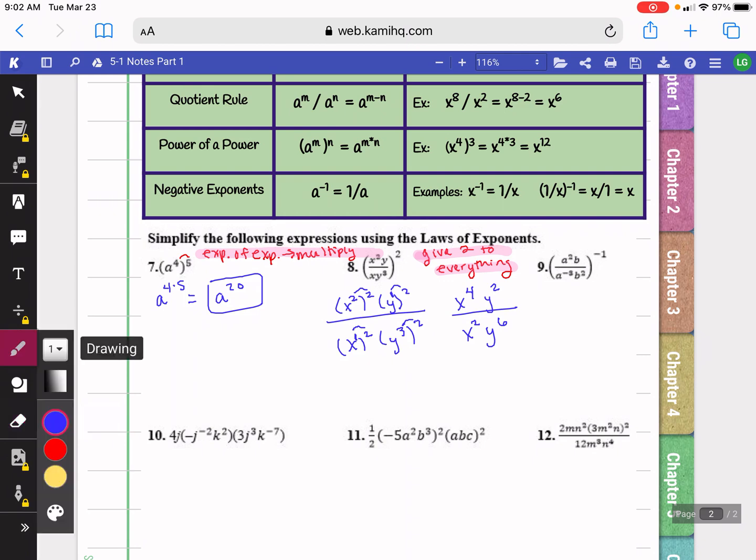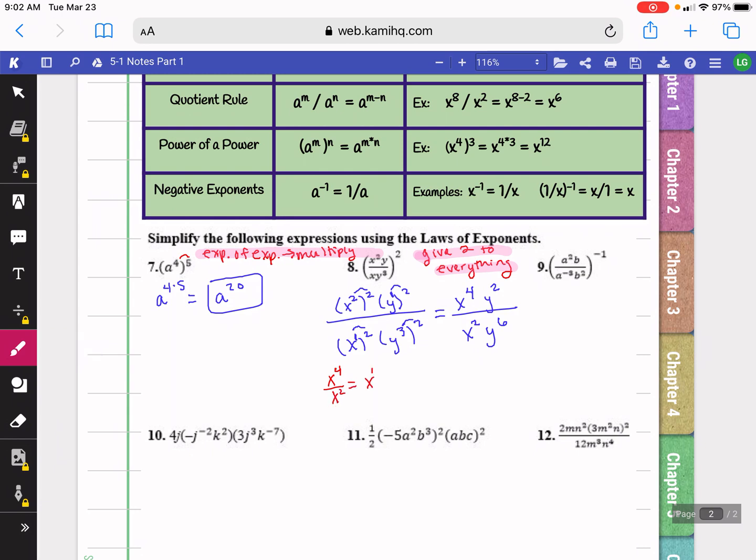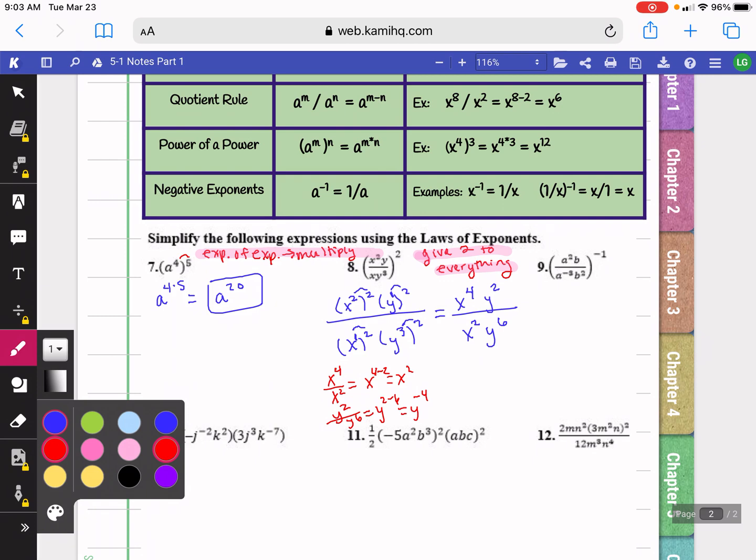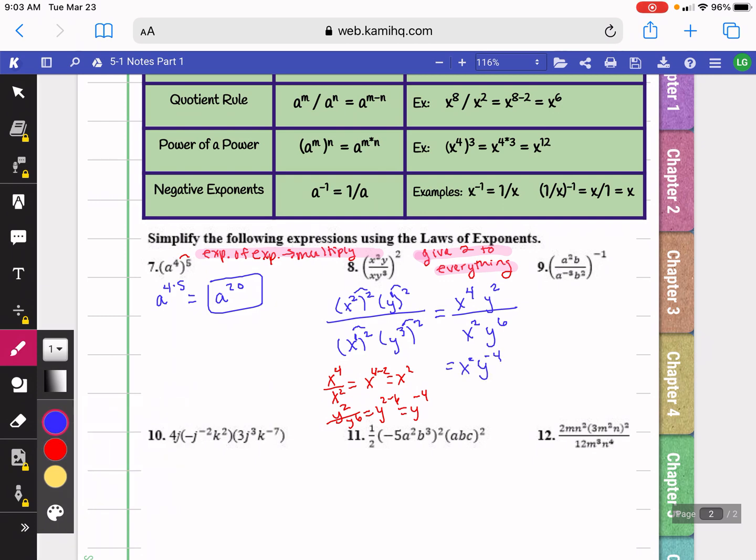So since it's a division problem, we can do the like terms. So I'm going to start with the x's. So x to the 4th over x squared, it's going to be x squared. And then y squared over y to the 6, going to be y to the negative 4. Because remember, when you divide, you subtract exponents. So this simplifies, and it equals x squared y to the negative 4.